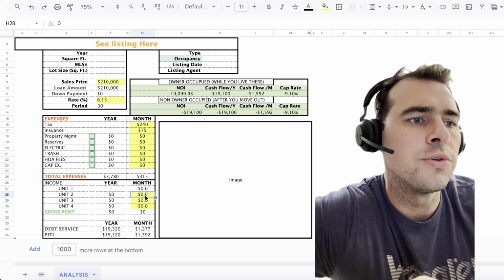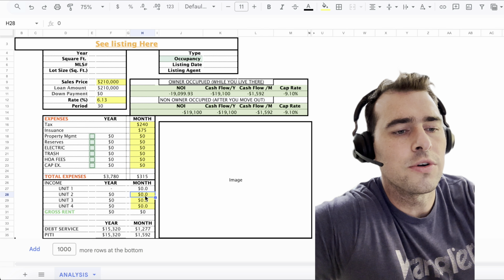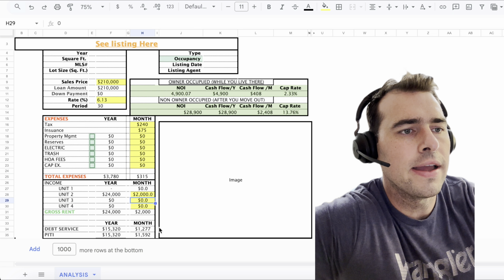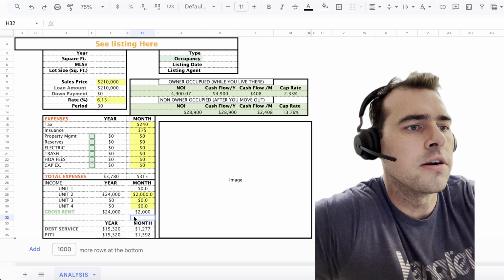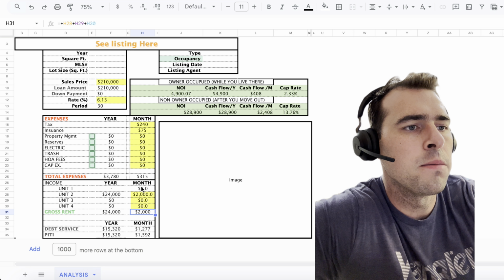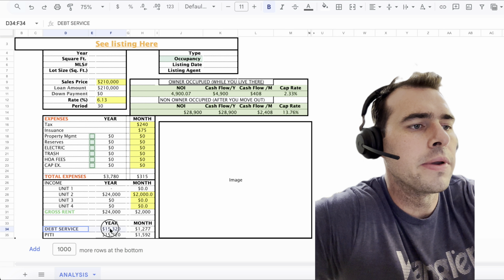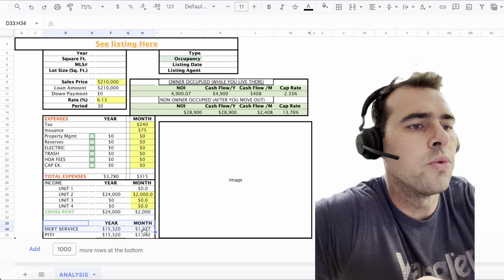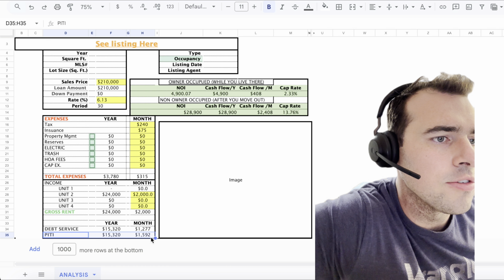So we're gonna go to unit 2, and just for conversational purposes, we're gonna say that this duplex rents out for $2,000 per side. So we can see in our incoming, our gross rent column shows that we're at $2,000 a month because we're living in unit 1 and we're renting out unit 2. So our gross rental income is $2,000 per month. Then we can see that our debt service is $1,272 a month, and our PITI is $1,592.